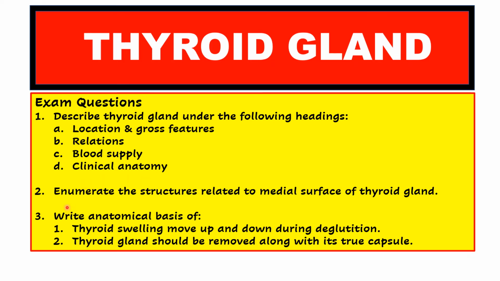You can also be asked to enumerate the structures related to medial surface of thyroid gland. Clinical anatomy questions will be in this form. Write anatomical basis of thyroid swellings move up and down during deglutition. So what is the anatomical basis for this? Second is why thyroid gland should be removed along with its true capsule.